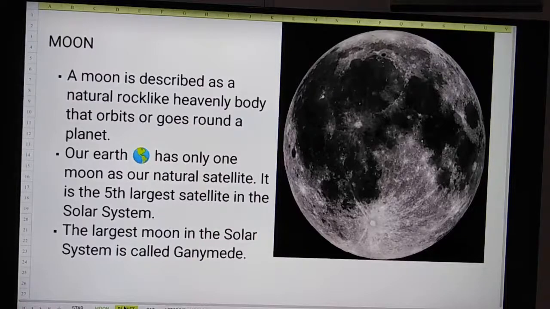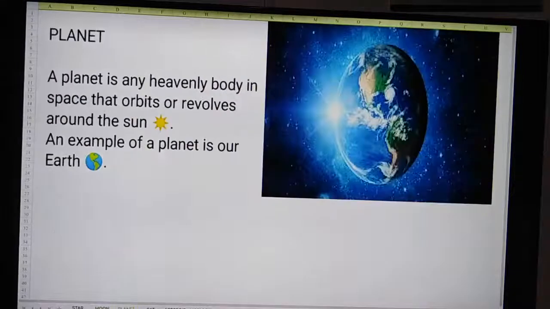Okay, so this is what you can write if you are defining the moon or describing the moon. Let's go to the planet. Since the moon is a natural satellite, that means that the satellite goes around the planet. So let's see, this is a planet. So a planet is any heavenly body in space that orbits or revolves around the sun. An example of a planet is our Earth.